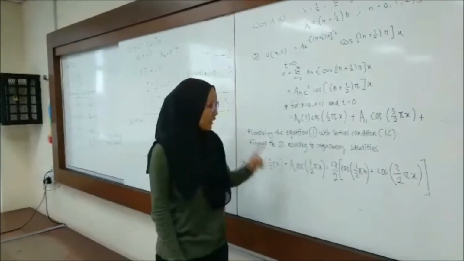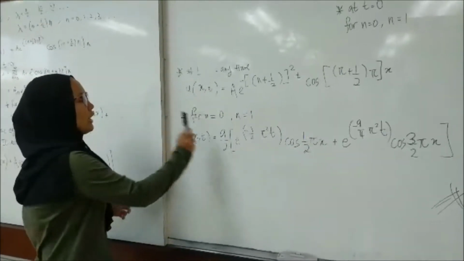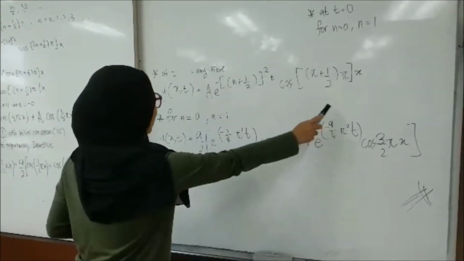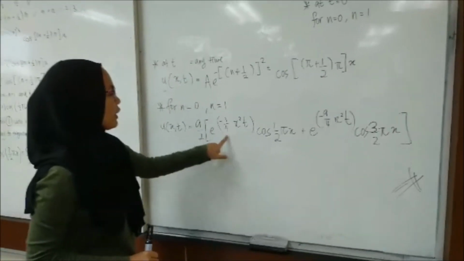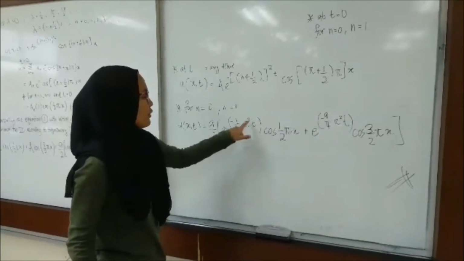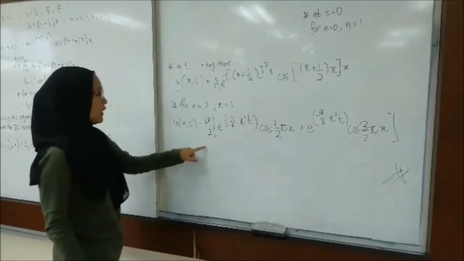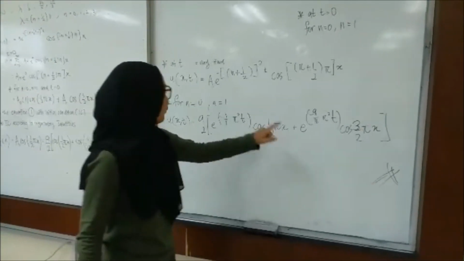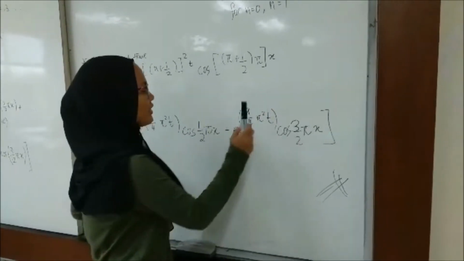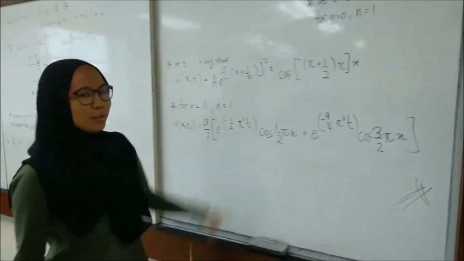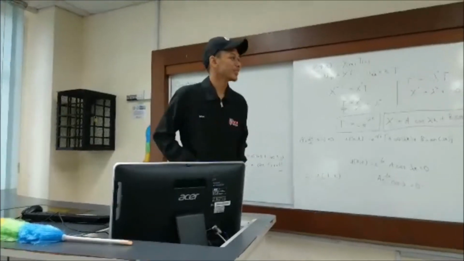After we get a0 and a1, we substitute n equal to 0 and n equal to 1 in this equation, and then we will get a over 2 exponential negative 1 over 4 pi squared t cos 1 over 2 pi x when n equal to 0. And then when n equal to 1, we will get e negative 9 over 4 pi squared t cos 3 over 2 pi x. So this is our solution.